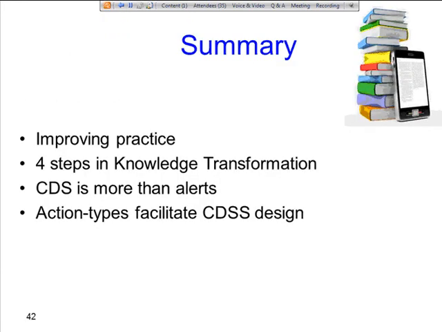So, in summary, we have talked about improving practice being our goal and how just creating guidelines doesn't achieve that goal. There are 4 steps in knowledge transformation, at least as we envision it using GEM as an intermediate knowledge representation. Clinical decision support is more than alerts, and action types can help facilitate CDSS design. I think that's what we've got for the morning. And now I'd like to open it up for questions.